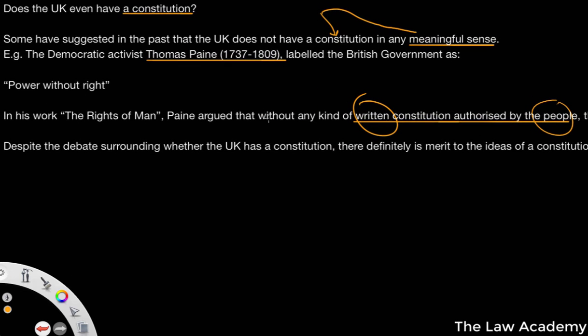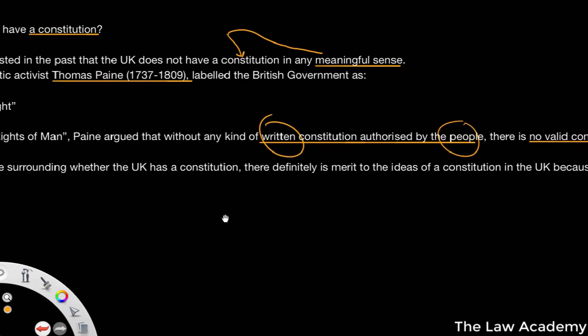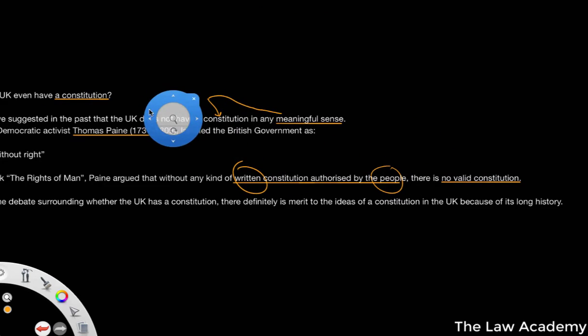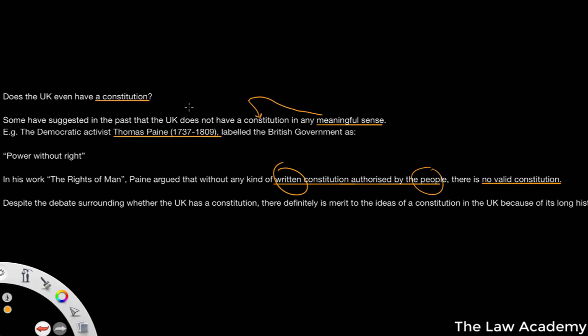And despite this debate surrounding whether the UK has a constitution or not, there definitely is merit to the ideas of the constitution in the UK. So we will be trying our best to put these arguments on hold, because these arguments tend to fall into the more philosophical, political realms where we are talking about democratic legitimacy and social contract theory and all these kinds of things.